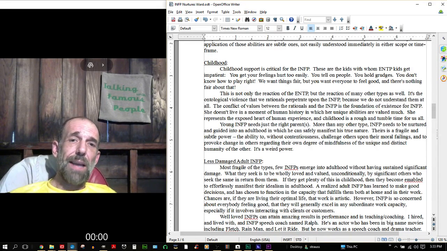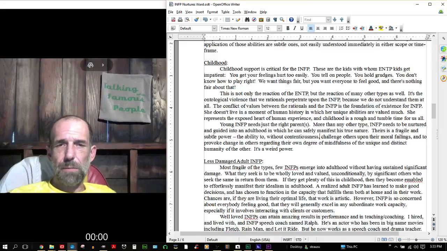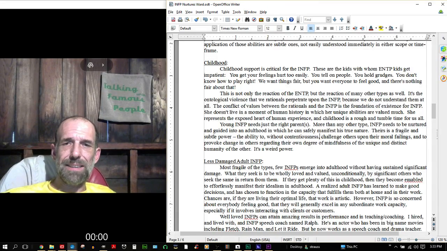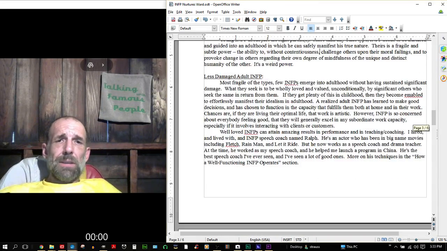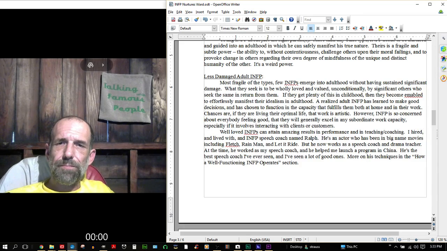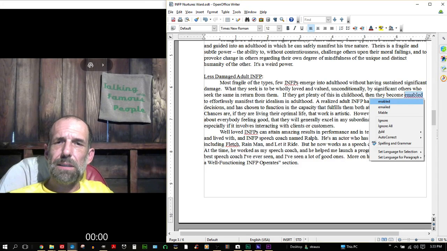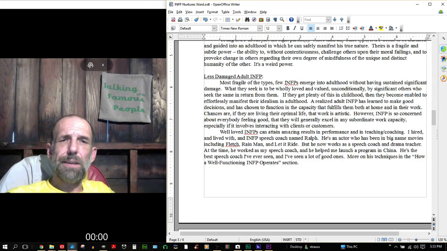So let's look at less damaged adult INFP. Most fragile of the types, few INFPs emerge into adulthood without having sustained significant damage. What they seek is to be wholly loved and valued unconditionally by significant others who seek the same in return from them. If they get plenty of this in childhood, then they become enabled to effortlessly manifest their idealism in adulthood.